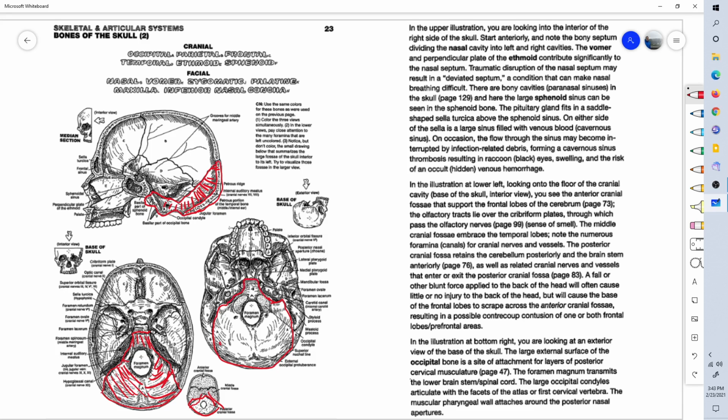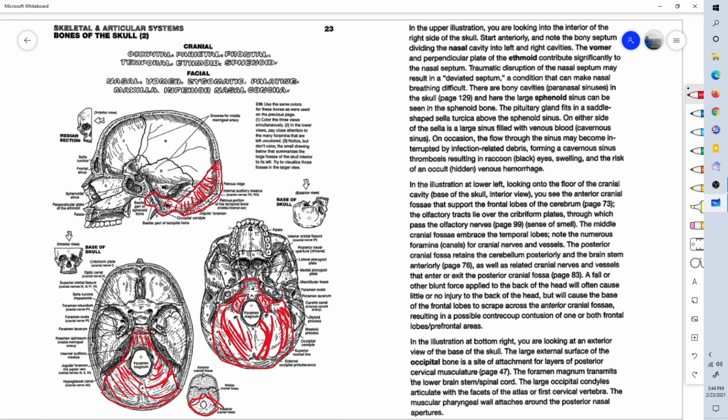And here, of course, are the occipital condyles. This is the place where your head rests on your spine. This is the bottom view, looking down. If you were to cut off the head and look up at it, you would see these occipital condyles here, where the head rests on the neck, the first vertebra of the neck, the atlas vertebra.